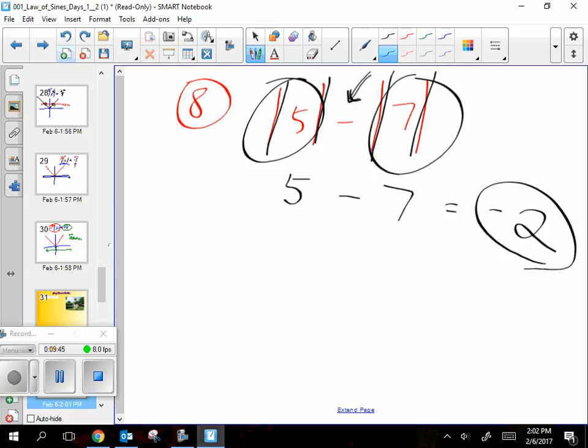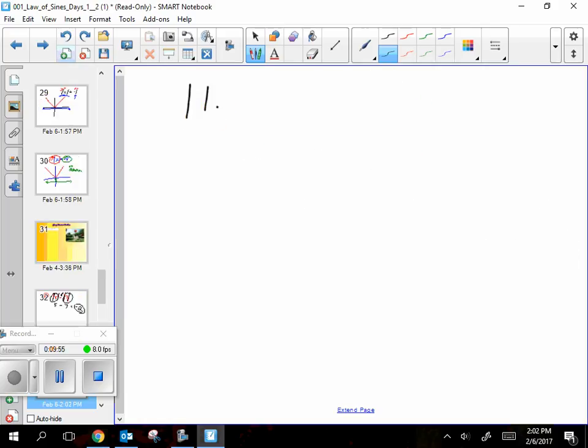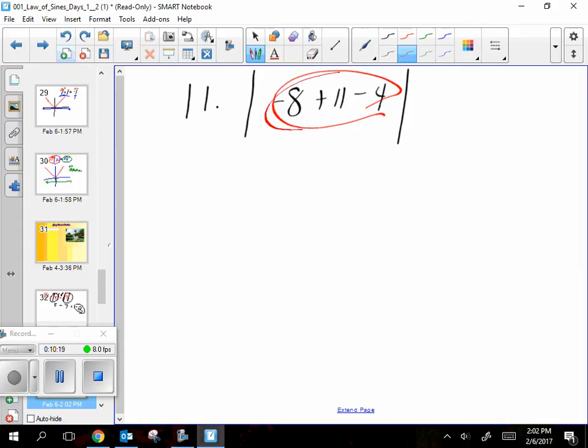Okay, so you do this stuff on the inside of the absolute values and you simplify it from there. So like when you get to number 11 that's looking really complicated, it's really not that bad. Absolute value of -8 plus 11 minus 4. I start inside and I work my way out. It's just like the aliens. They always like to lay eggs inside of you, and then they hatch from the inside out.